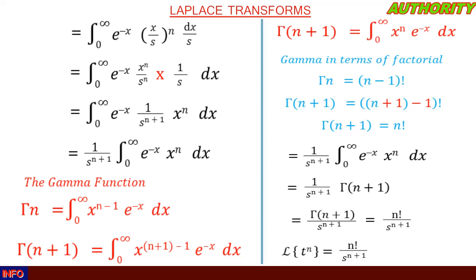And we see that the Laplace transform of t raised to the power of n is equal to n factorial all over s raised to the power of n plus 1. Very sharp, very simple, and very easy. We just explained how to go about it step by step until you discover that the Laplace transform of t raised to the power of n is equal to n factorial all over s to the power of n plus 1.